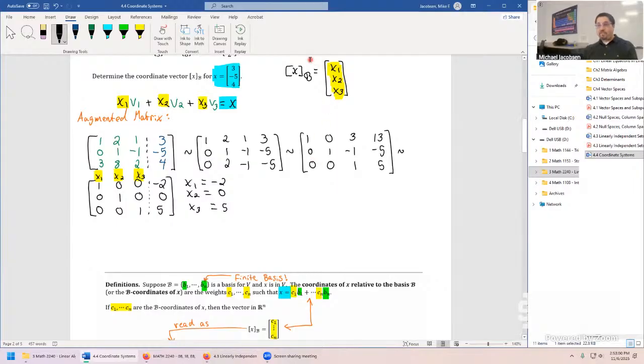The moment we said the coordinate vector is x1, x2, x3, we set up the vector equation. We've solved it, and now we can say, as an overall conclusion, the coordinate vector of x relative to the basis B is negative 2, 0, 5. And at that stage, the work is complete.